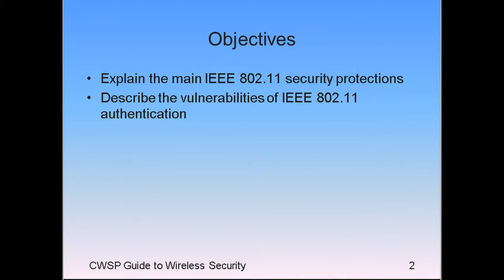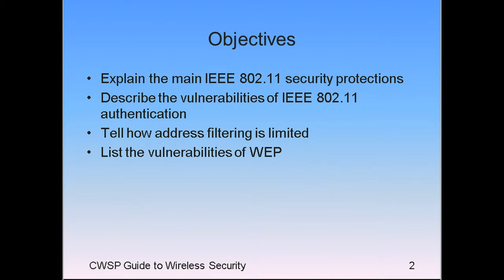The wired MAC address filtering is probably a little bit more effective than the wireless MAC address filtering. Tell how address filtering is limited. It's going to be limited because, like we talked about in the last chapter, anybody that can see your RF signal can see what you're putting in that RF signal. Some of it may be encrypted, but eventually you're going to have some header information that's going to be unencrypted, and you can use that to find out what you want to do with these things. The vulnerabilities of WEP go on and on and on.